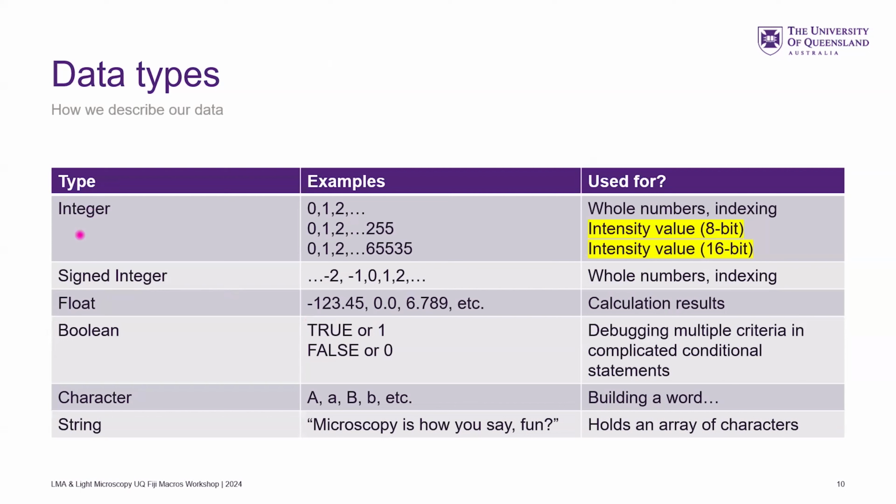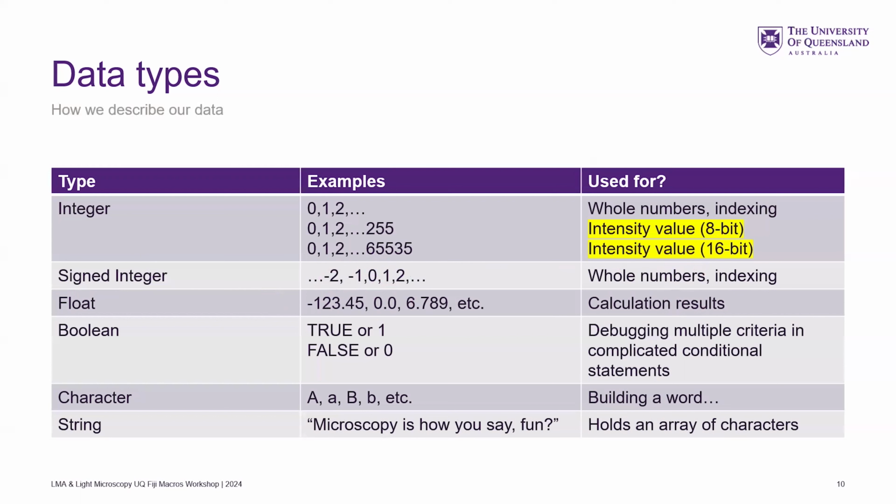An integer is a whole number, so not a decimal number. It could be something like the bit depth of your image, your intensity value. If you take an area selection, it might be an average, so it might have a decimal, and that wouldn't be an integer. You can have signed integers, so negative or positive values, and they're all still whole numbers.